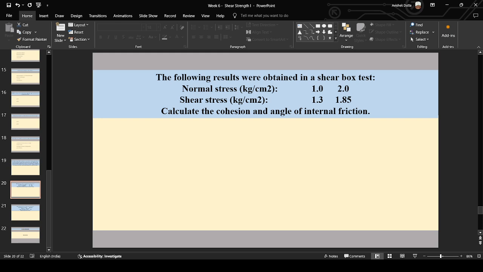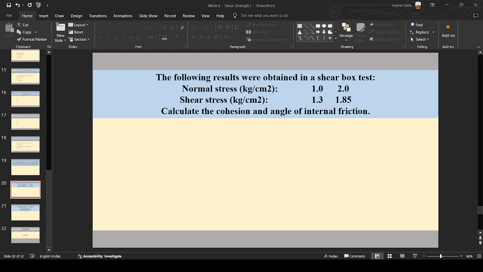The following results were obtained in a shear box test. Twice it was performed, once with normal stress 1 kg per centimeter square, for which the shear stress obtained was 1.3, and the second time the normal stress was 2 kg per centimeter square, for which the shear stress was 1.85 kg per centimeter square. From this data, you have to find out the cohesion and the angle of internal friction.